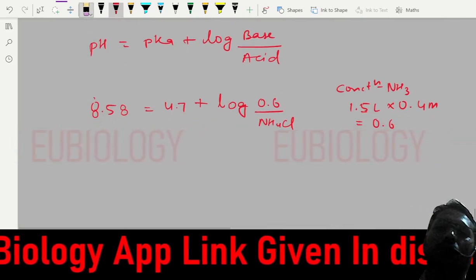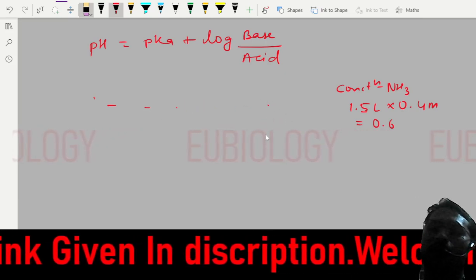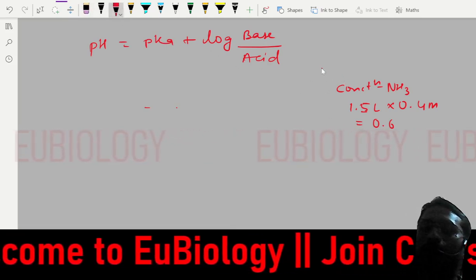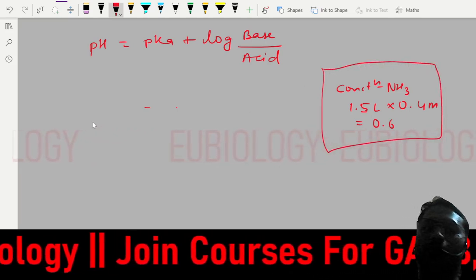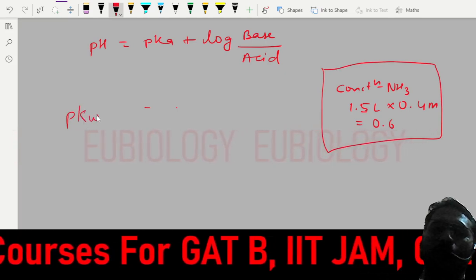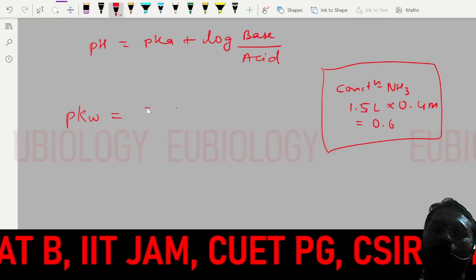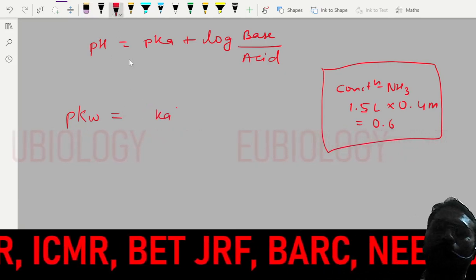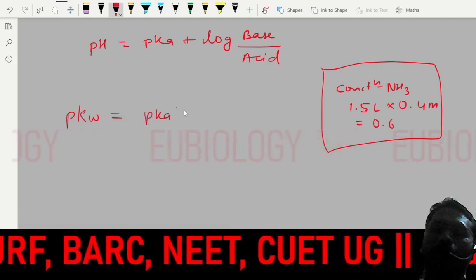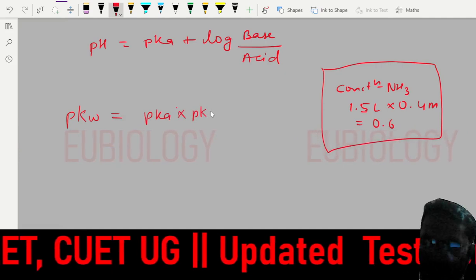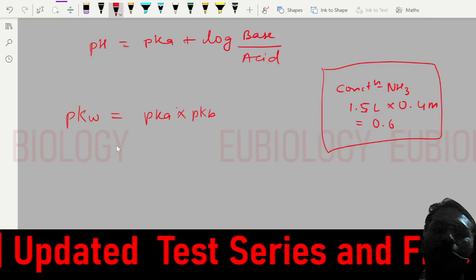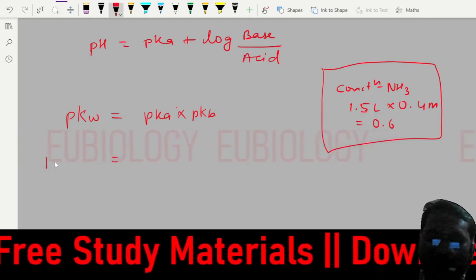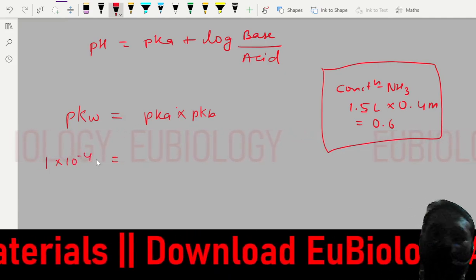I'm going to draw this concentration. You can write it here. This will be the useful point only, so I'm putting it in a box. So we need pKw, pK of water, and it will be equal to Ka into Kb. So Kw of water at 25 degrees Celsius will be around 14 only. So you can write it like this: 1 into 10 power minus 14.